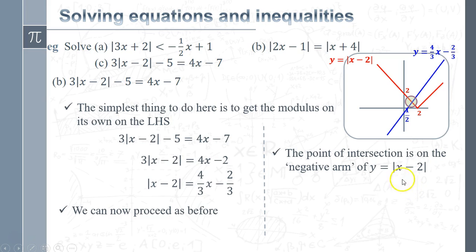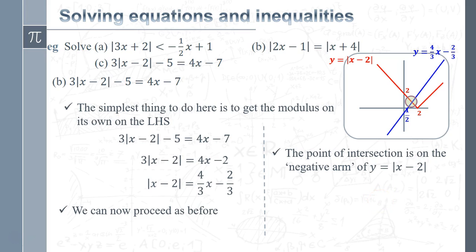There's my point of intersection, and it's where the blue line, 4/3 x minus 2/3, hits the negative arm of our modulus function. And again, I know that this bit here is never going to hit this positive arm because I've got a steeper gradient, which is 4/3 here. Gradient of this bit is 1. So these two lines are going away from each other. So they're never going to hit. So I know I've only got the one point of intersection.